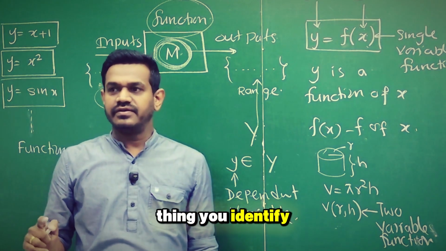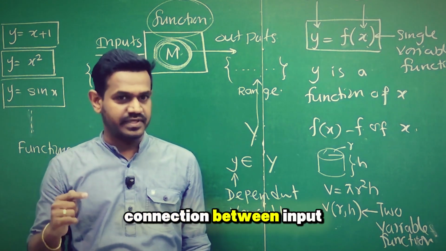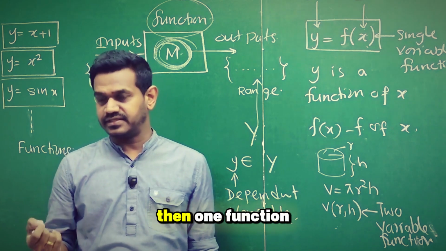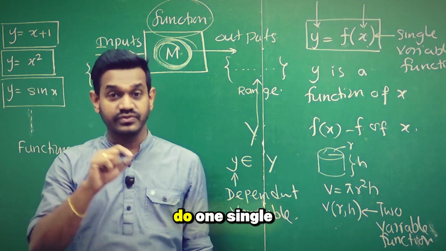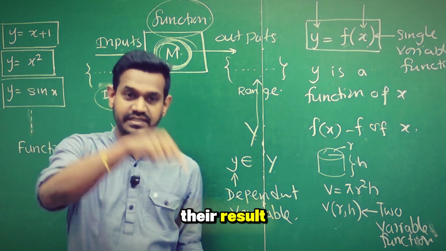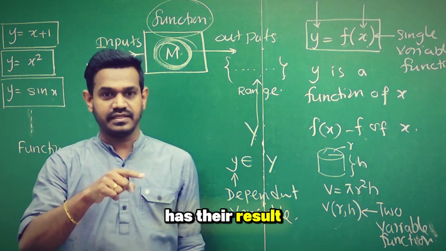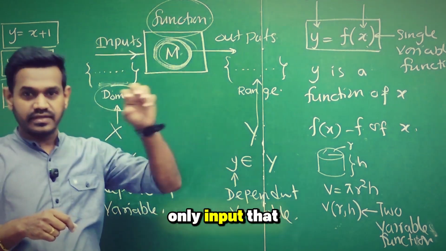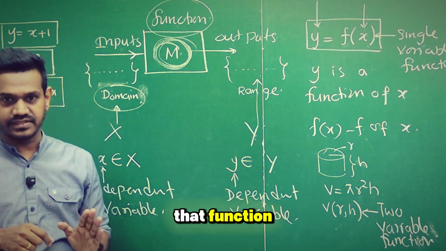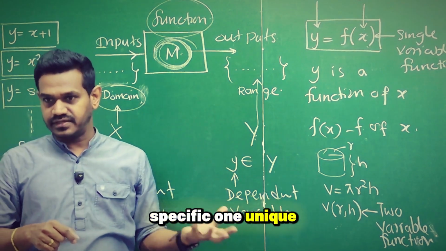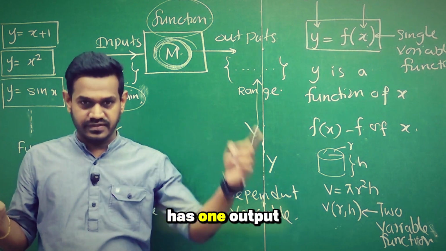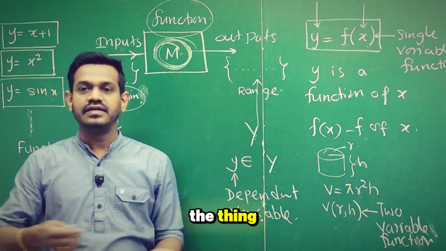Then the main thing you identify, function means a process that has a specific connection between input and output. Then one function can do one single thing. Then each and every input has its result, no? Okay. Then this function accepts only inputs that are related to that function. Then the corresponding result will be a specific one, a unique one. Okay. Then every input has one output. That's the thing. So that is a function.